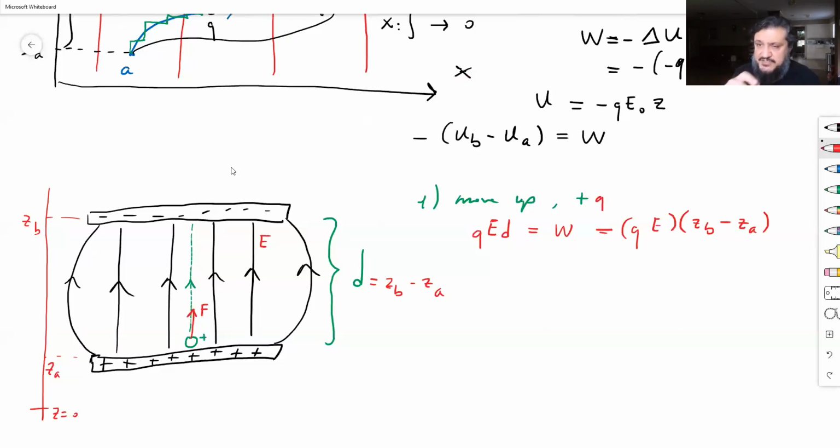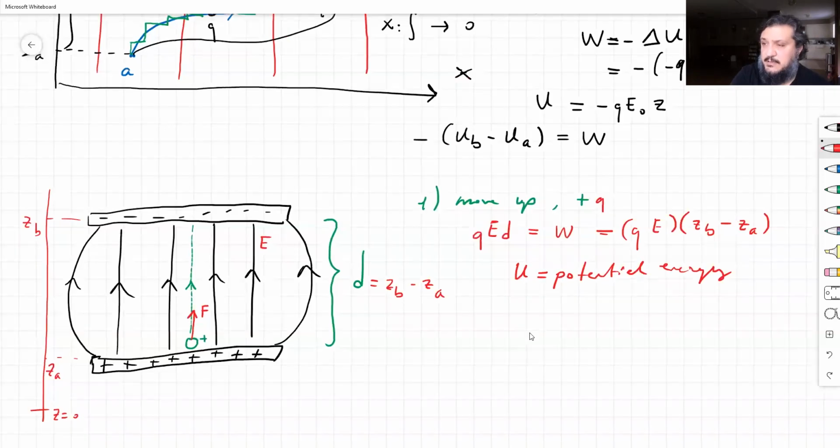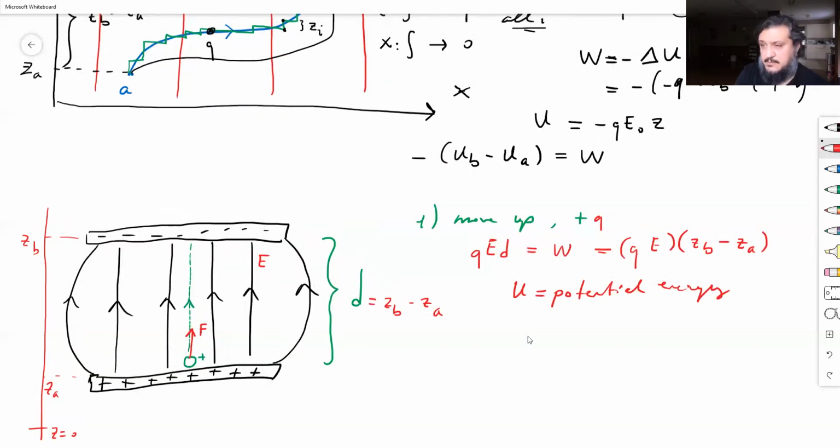If we do that, it's just like the previous case. What happens to the potential energy, U? Electric potential energy. Does it increase or decrease? Look at the equation right there. Does it increase or decrease? It decreases, right? U decreases as the particle moves up.